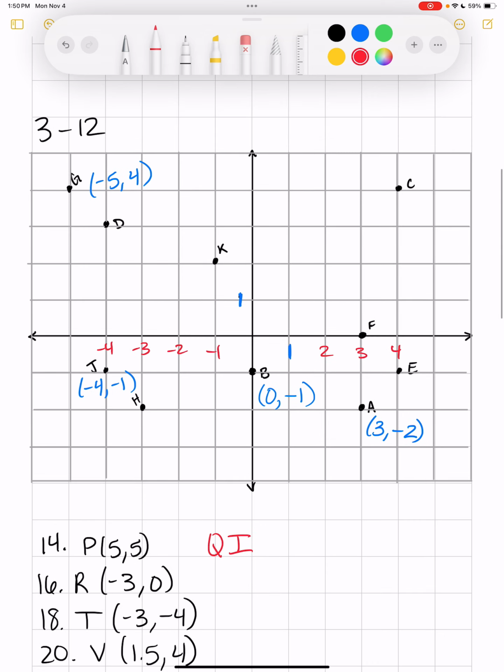Yep, so I'm going to go 1, 2, 3, 4, 5 on the x, and then 5 on the y. 1, 2, 3, 4, 5. And that's all the way up here, the very tippy top of my graph. Nope, I counted wrong. Something's wrong.